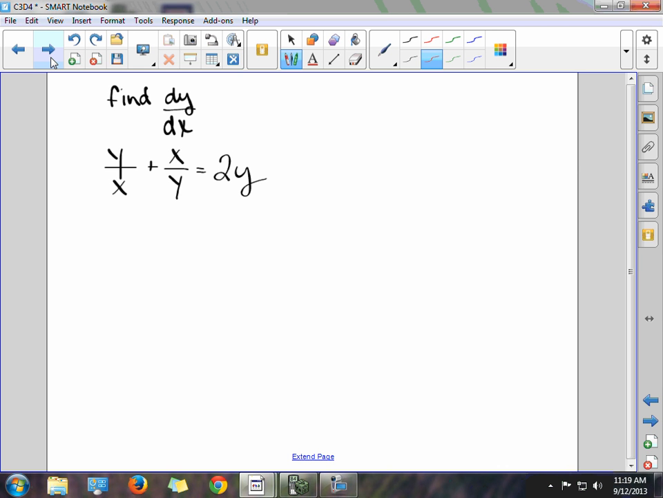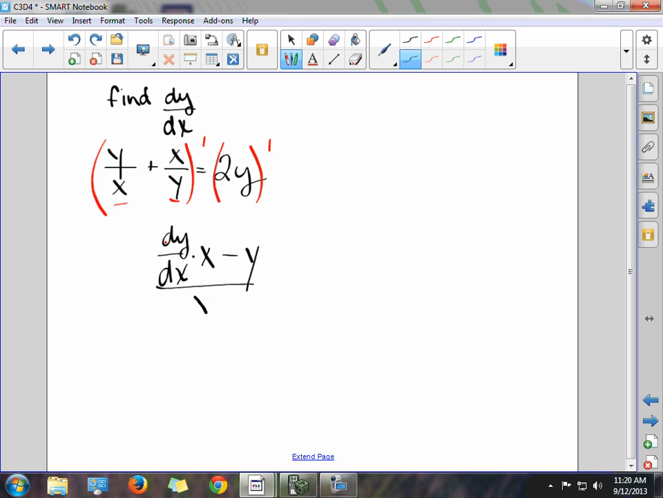All right, so we want to find dy dx. So I'm going to start by taking the derivative of both sides. Now I'm going to have to use two separate quotient rules for this piece on the left. So I'm going to take the derivative of the top, which is dy dx, times the bottom, which is x, minus the derivative of the bottom, which is 1, times the top. So I get dy dx minus y, and then I'm going to divide this whole thing by x squared. And that's the derivative of this first piece.